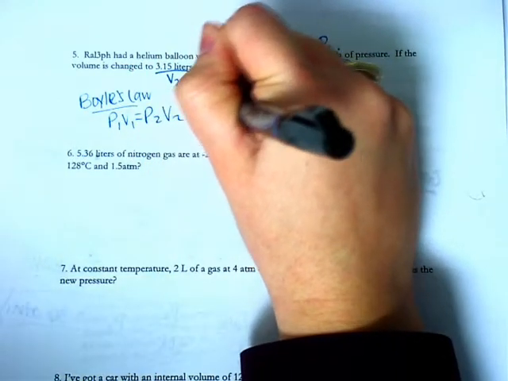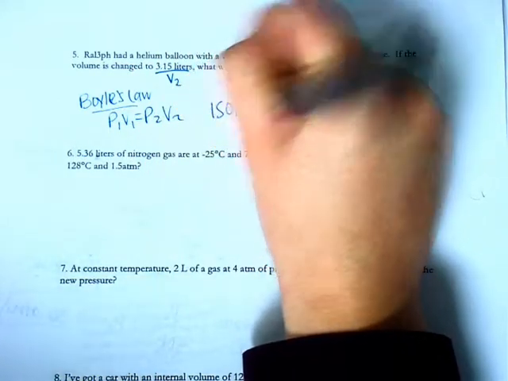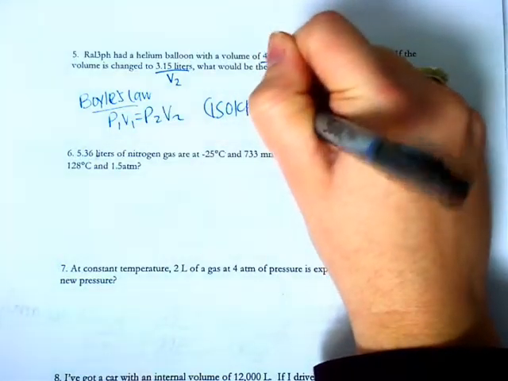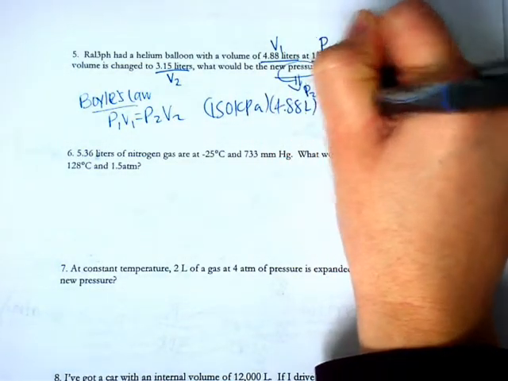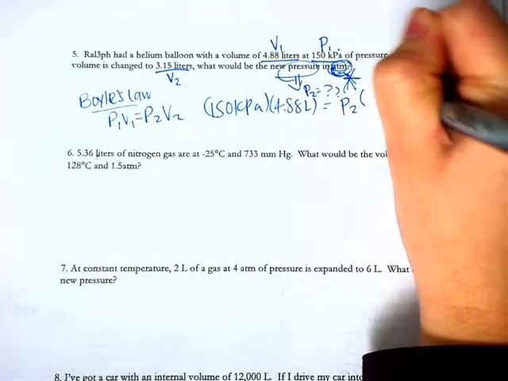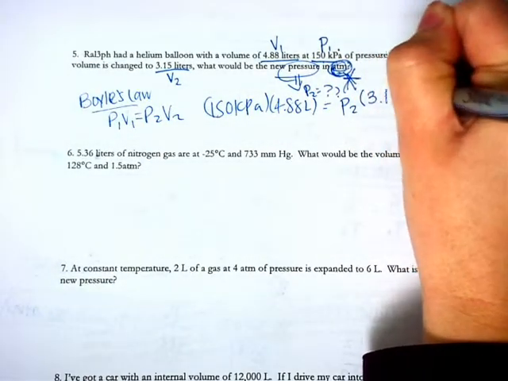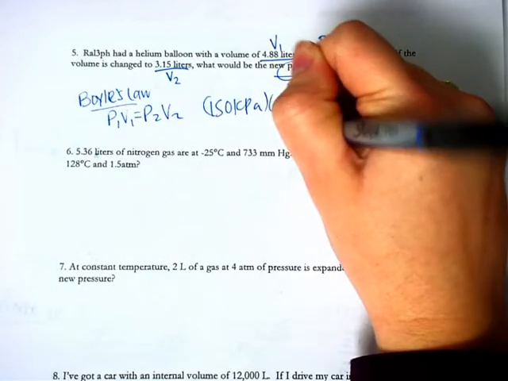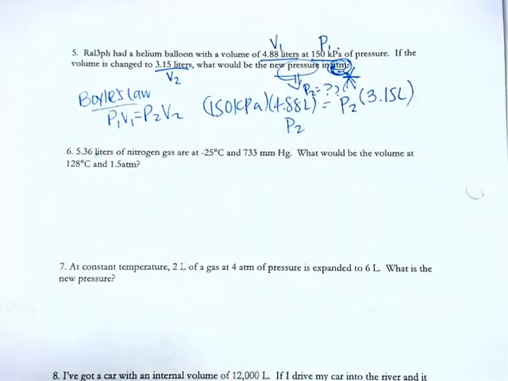My P1 I said was 150 kilopascals. V1 was 4.88 liters. P2, that's what I'm solving for. And V2 is 3.15 liters. So I'm going to divide by 3.15 on both sides. And what should I get for P2?